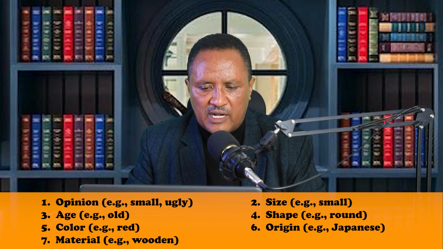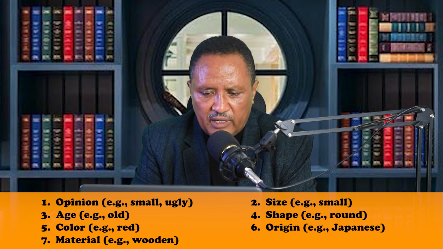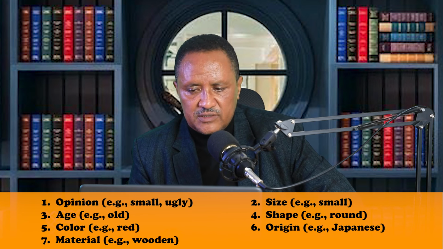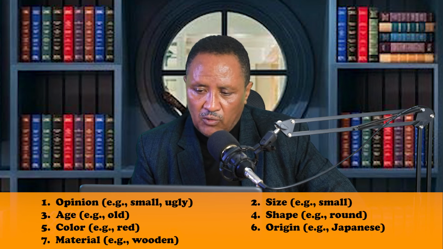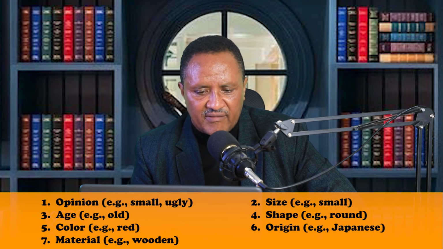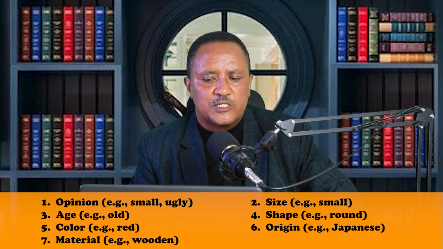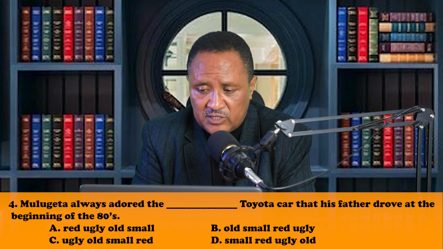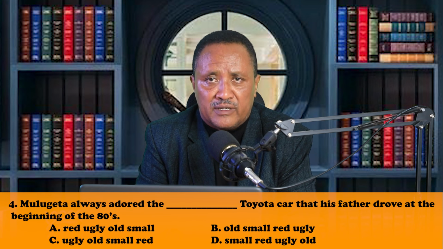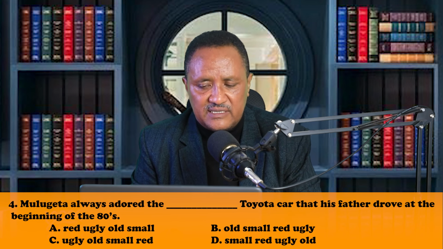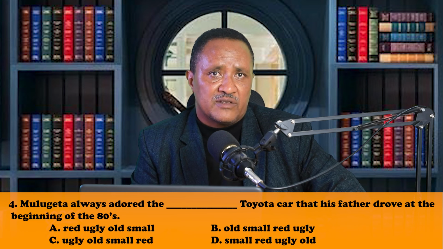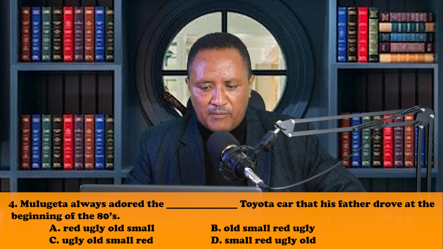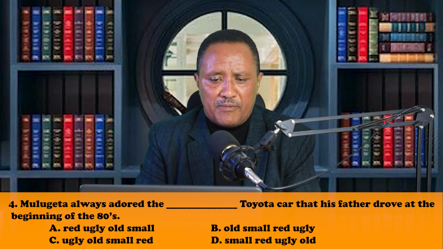So taking this into account, according to this order, adjectives that describe size, small, age, old, shape, ugly, and color, red, should be placed in that sequence before the noun they modify, which is the Toyota car. As you can see, the noun to be modified here is the noun Toyota car. So whenever you're taking this into account, then you would understand. Thank you, students. Now I think you are following me. Now let's move on to number 5.